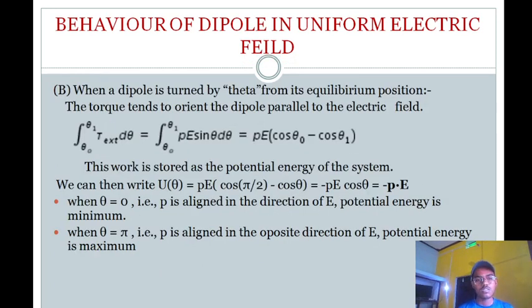B. When dipole is turned by theta from its equilibrium position, the torque tends to orient the dipole parallel to the electric field. The work is stored as the potential energy of the system. We can then write U equal to PE (cos pi by 2 minus cos theta), that is equal to minus PE cos theta, that is equal to negative of potential energy. When theta equal to 0, that is P is aligned in the direction of E, potential energy is minimum in this case. When theta equal to pi, that is P is aligned in the opposite direction of E, hence potential energy is maximum in this case.